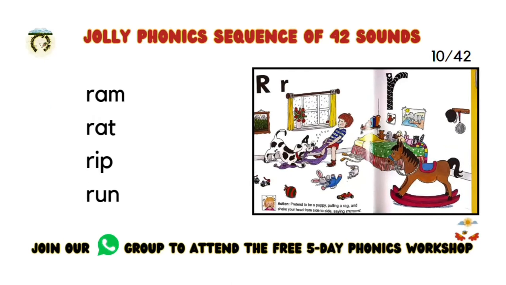Now we have the sound of letter R. R says r, as in ram, rat, rip, run. Once again, you need to remember that this is not ra. Don't say the a sound after consonants. It's not ra. It's r.